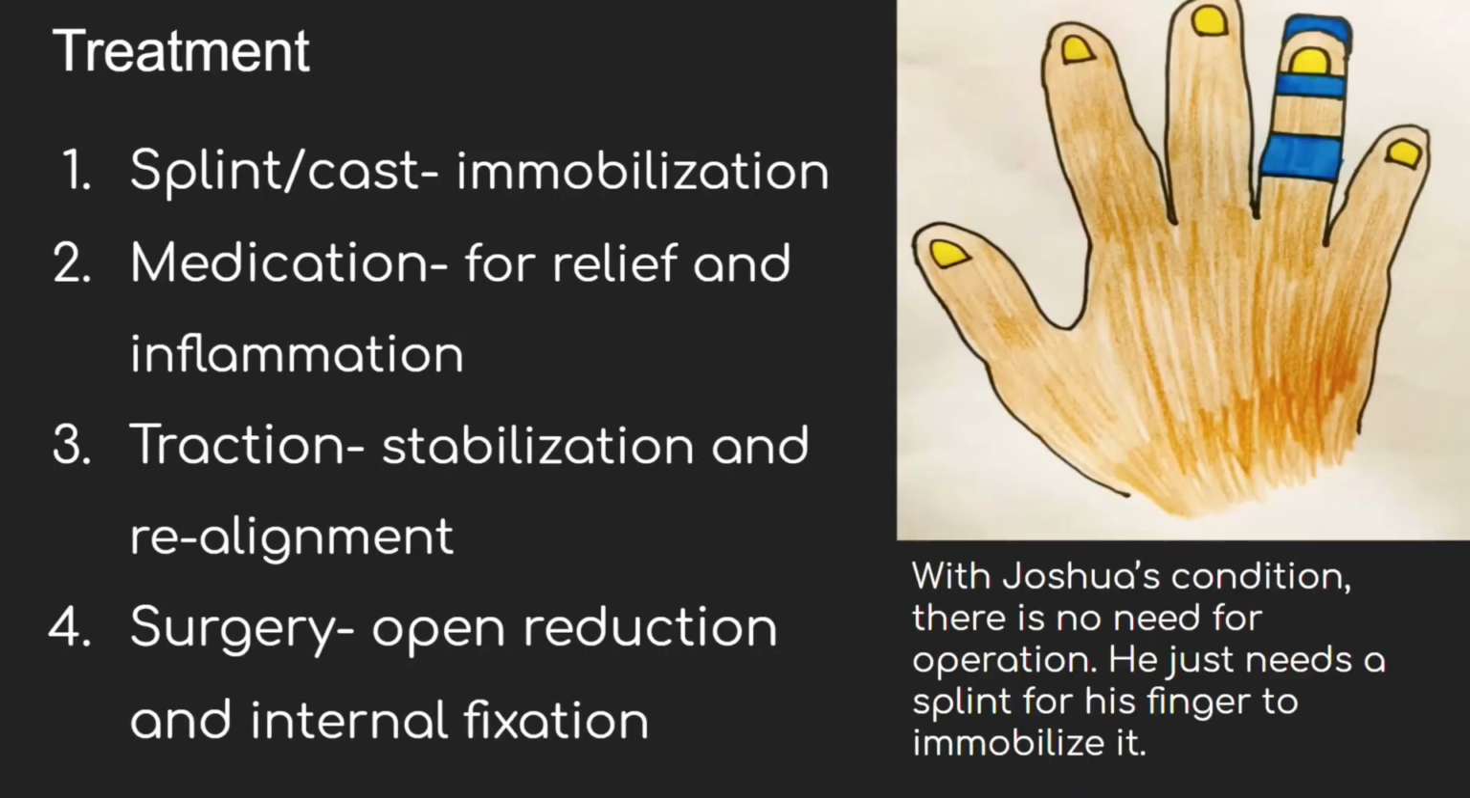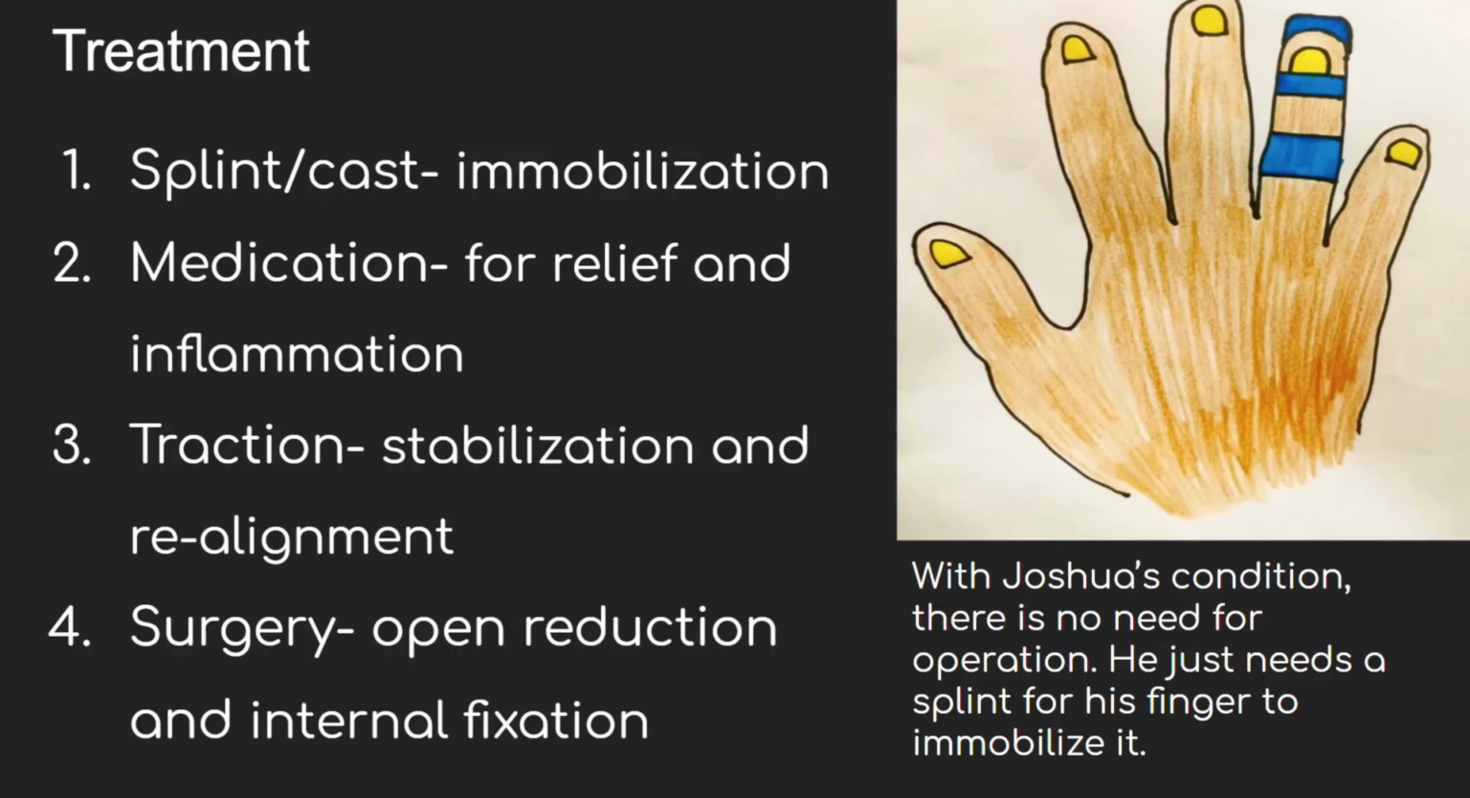And then, treatment. Splint or cast is used to immobilize the fractured area to prevent further injury. And medication is given to reduce the pain and inflammation. While traction is a technique where the aim is to realign the bone by using ropes, weights, or pulleys. This is also done before operation to subside the pain. Lastly is the surgery, when the bone needs to be put back together and realigned using screws, rods, or plates.